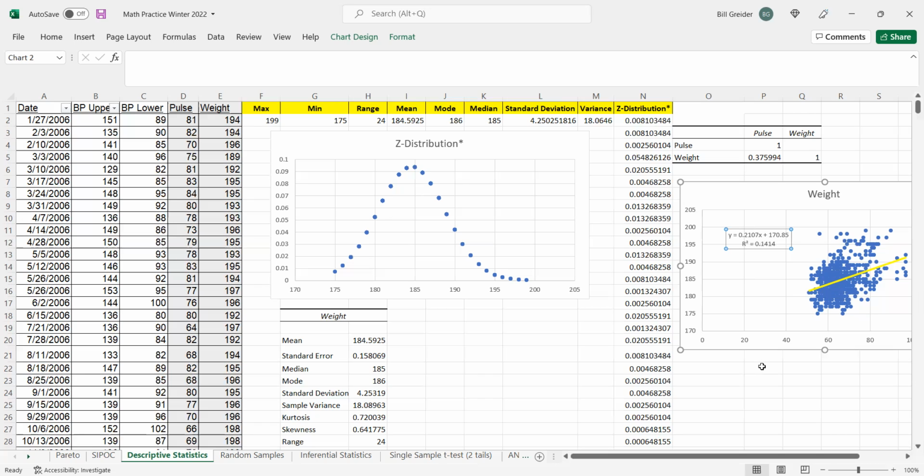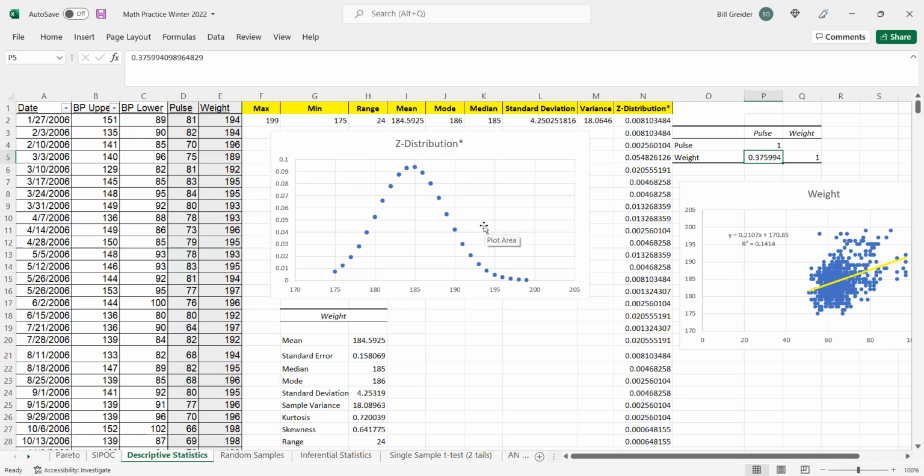The other part of the homework was to use the data analysis pack to do the same thing. And you'll see here that using the data analysis pack with that data, I end up with a weak positive correlation between my weight and my pulse. All right, so that was a couple of homeworks that were wrapped up into this one.